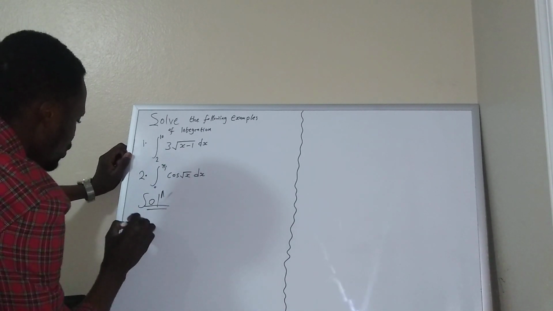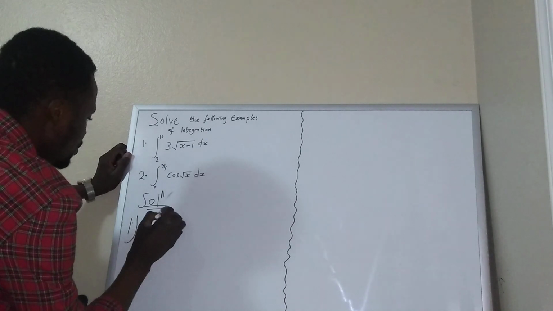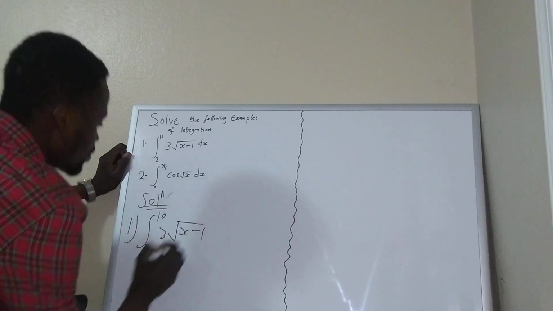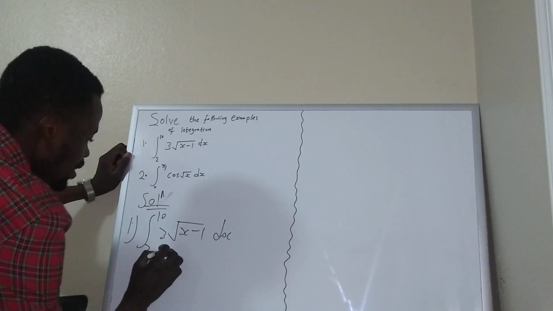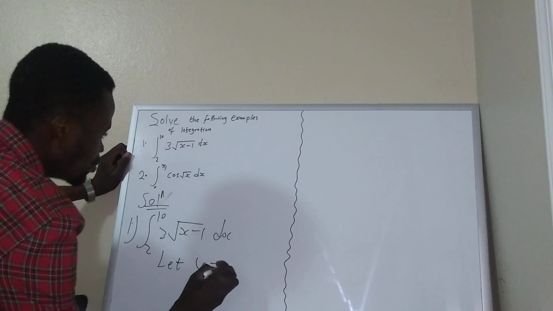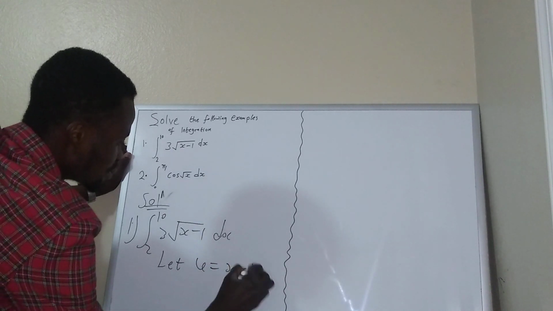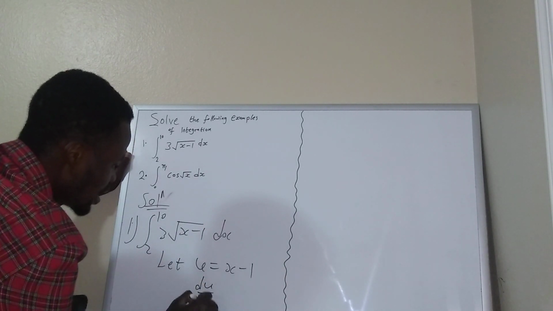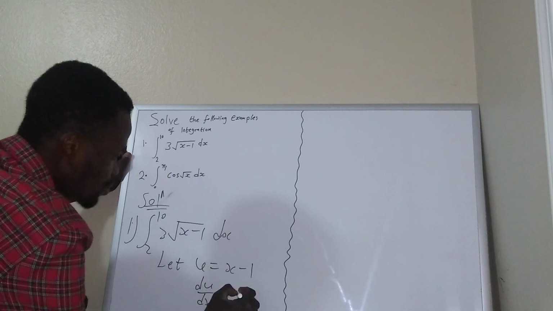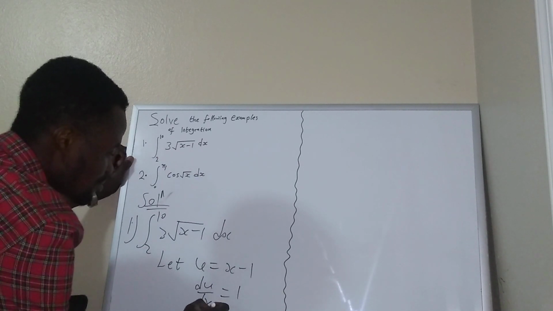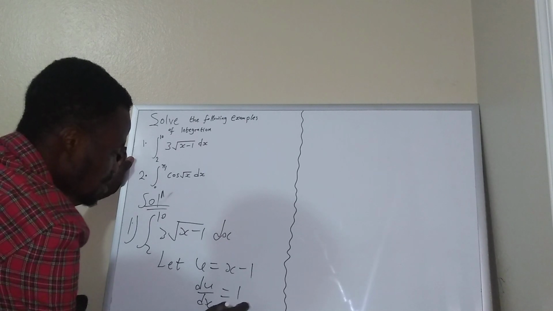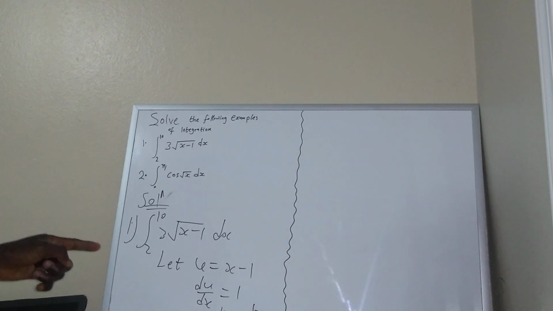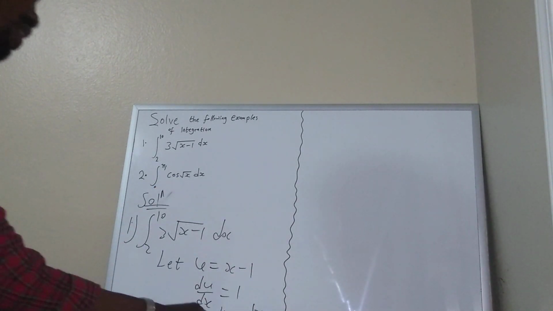Okay, question 1. So let u be equal to x minus 1. Okay, so if we differentiate, du dx is equal to what? 1, then it means that du is equal to what? dx. Okay, so what is our dx? Our dx is du.